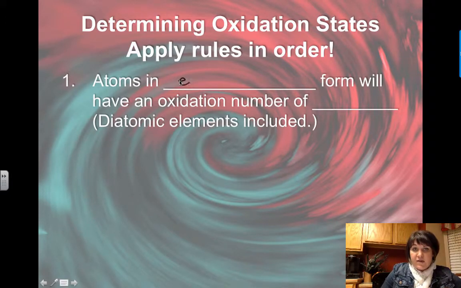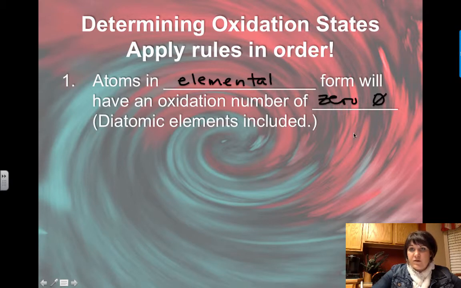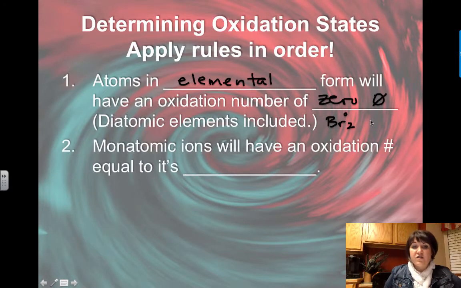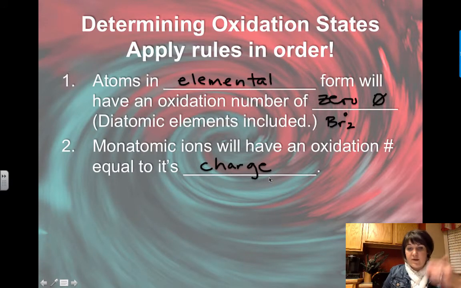First of all, atoms in their elemental form have an oxidation number of 0 because the protons and electrons are equal. This includes diatomic elements like our Brinkelhoff elements. Bromine is coming in pairs and that's going to have a 0 charge, right? Iodine, nitrogen, chlorine, hydrogen, oxygen, and fluorine, all of them. The monatomic ions have an oxidation number that's equal to its charge. So if you find a monatomic ion on the back of your periodic table in your ion naming card, then the charge is the oxidation number.